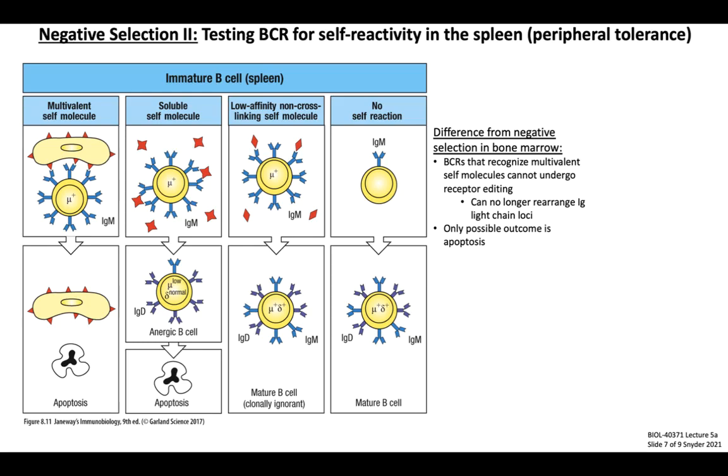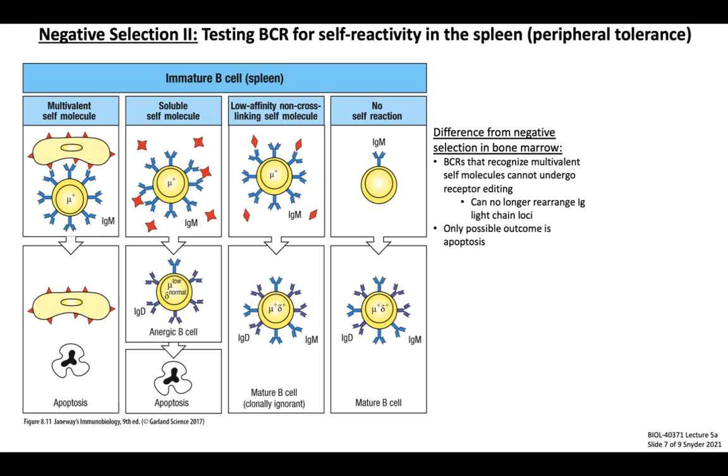Notably, B cells that recognize multivalent self-molecules in the spleen can only undergo clonal deletion through apoptosis, which is shown in the first column here. This is a key difference compared to negative selection of immature B cells in the bone marrow, which also have the option to undergo additional light chain rearrangements through the process of receptor editing. Transitional B cells are thought to be in a slightly more mature state than their bone marrow counterparts, where they are no longer able to rearrange genes at their immunoglobulin light chain loci, and this explains why receptor editing is not an option for saving these autoreactive B cell clones in the spleen.